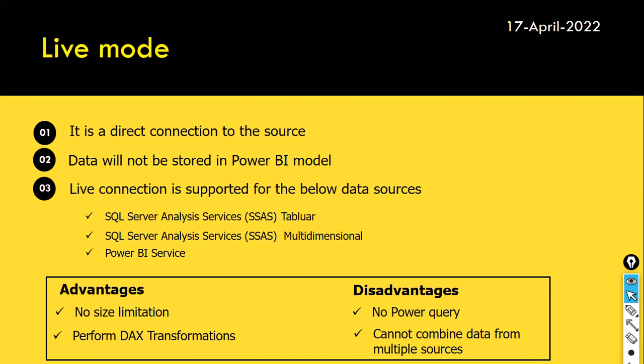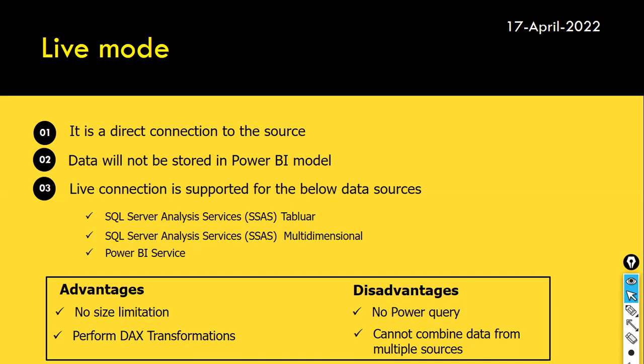Now, with all three modes put together, which one is faster? Import, direct, or live mode? Import is faster than the other types of connectivity mode. Why? Because of the xVelocity engine. What it does is compress your data and load it into memory.